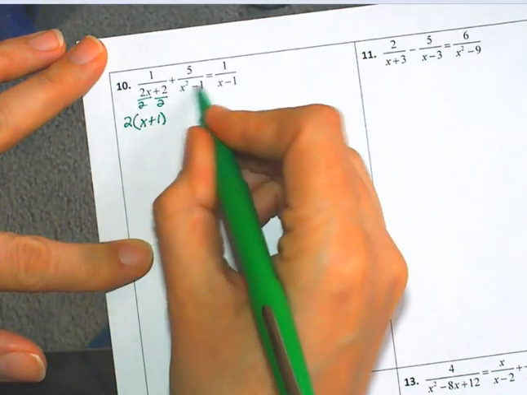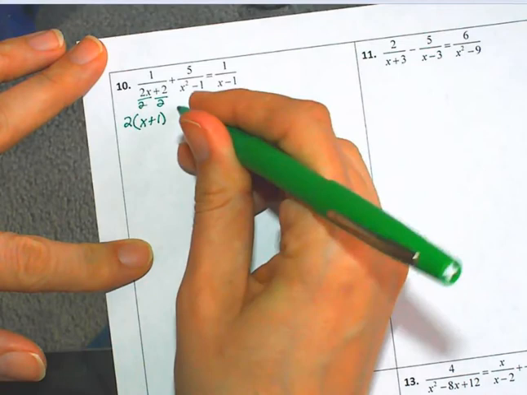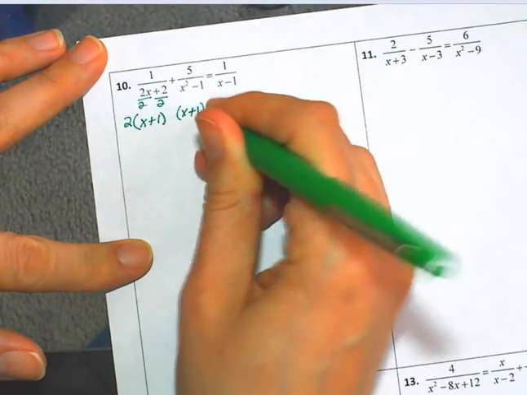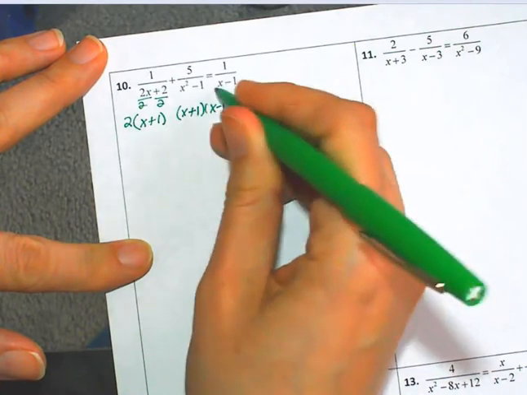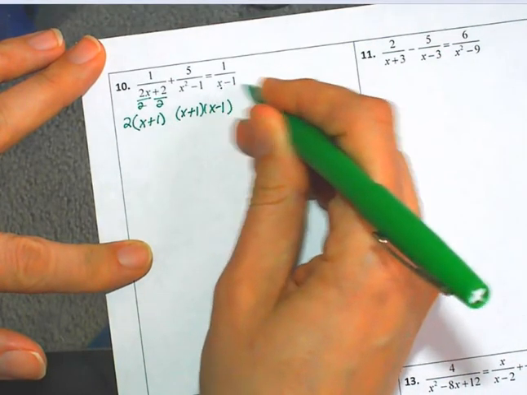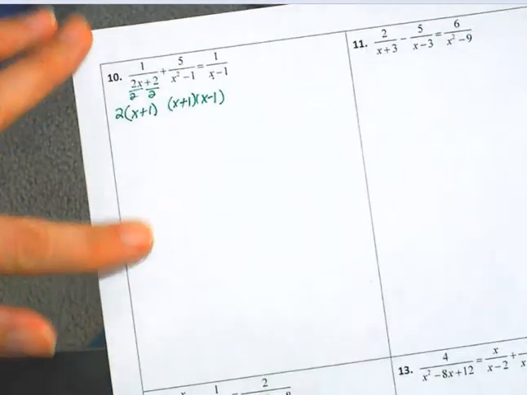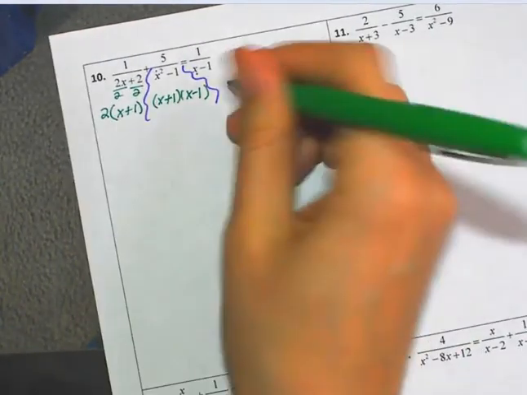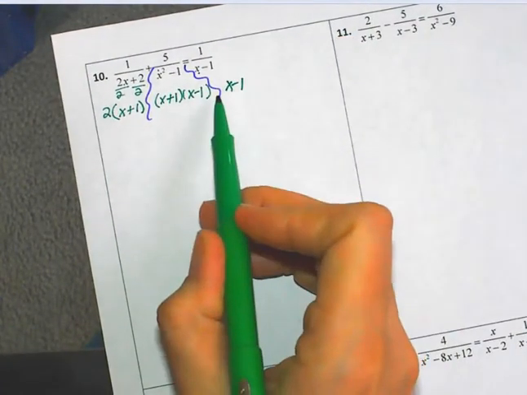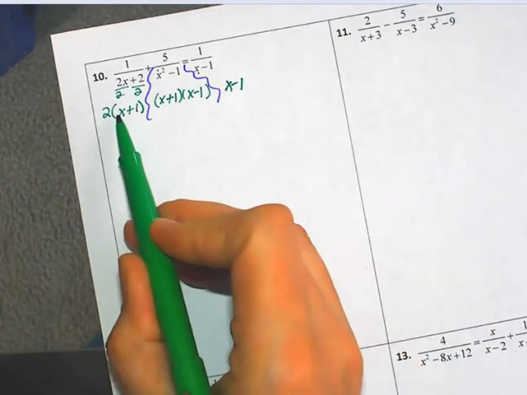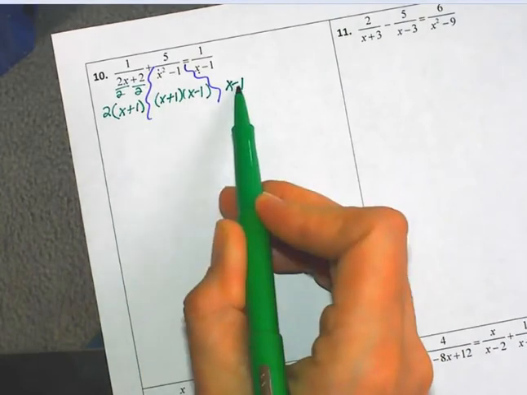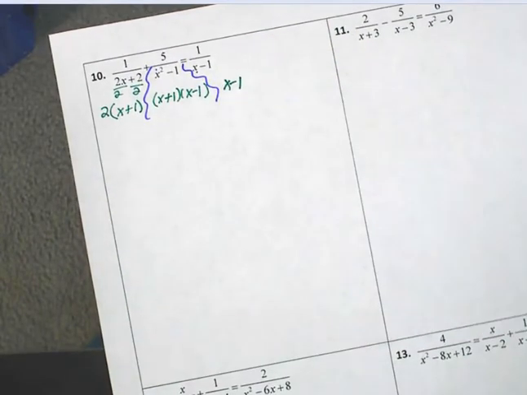And this x squared minus 1 is the difference of perfect squares, so I have x plus 1, x minus 1, and then I have here x minus 1, which I can't do anything with. All right, so if I look at each of these denominators, I look to see what's missing. This one has a 2, but these don't have 2's, which means I need to multiply times 2.